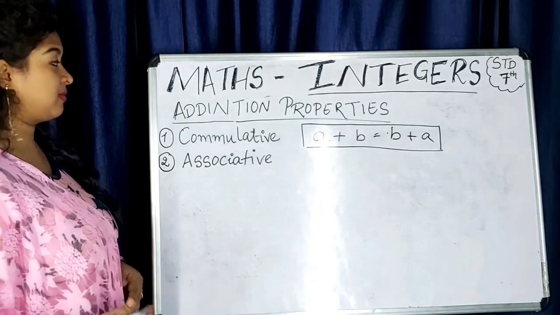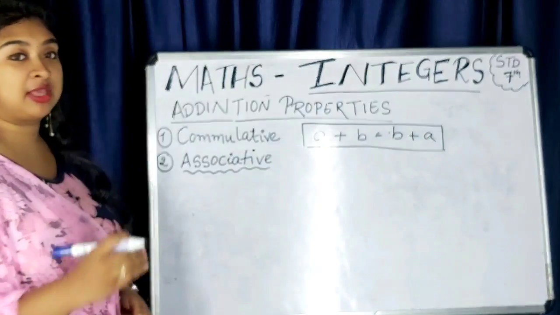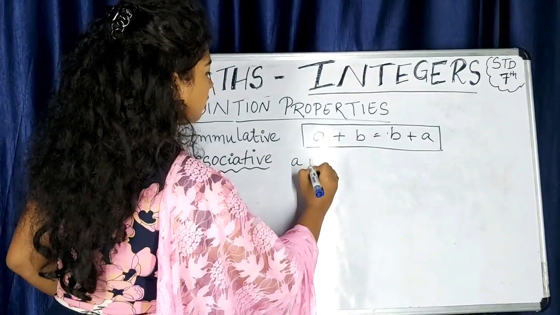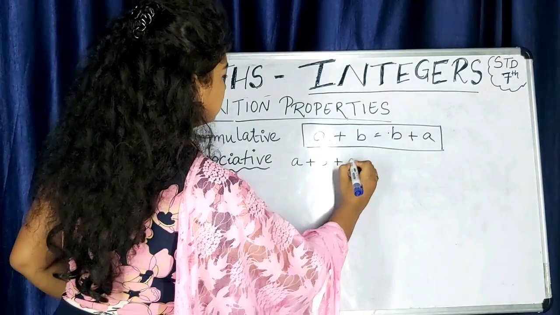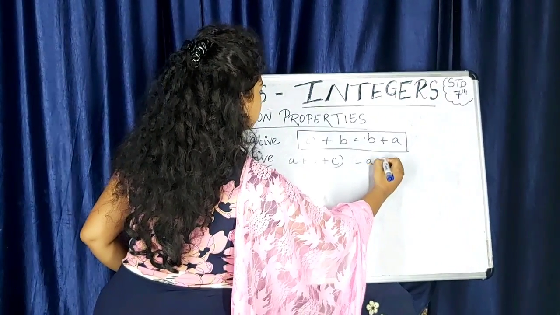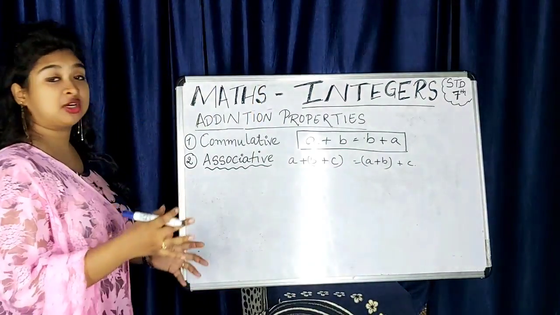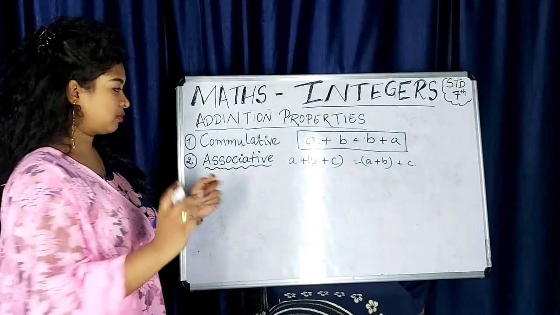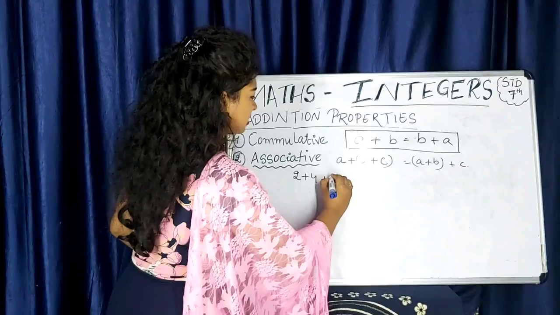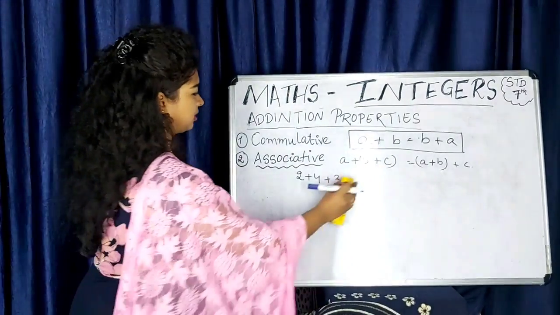Now the second one is associative properties. Let's see what happens in associative properties. So (A + B) + C equals A + (B + C). If you have three numbers, let's say 2 + 4 + 3. Let me write it here.